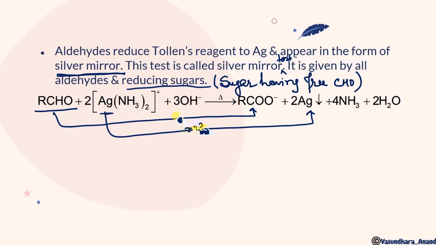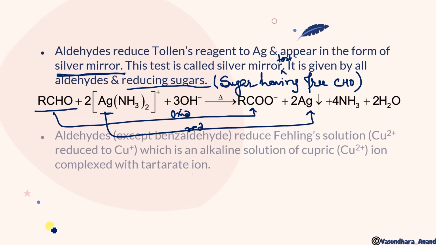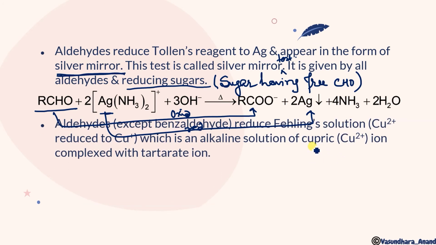This is the reduction and this is the oxidation. What next? This ammonia will form and water will form like this. So this is the complete reaction for Tollens reagent, or Tollens test, you can say. Okay, now the next test is the Fehling test, and this Fehling test is given by all aldehydes except aromatic aldehyde.